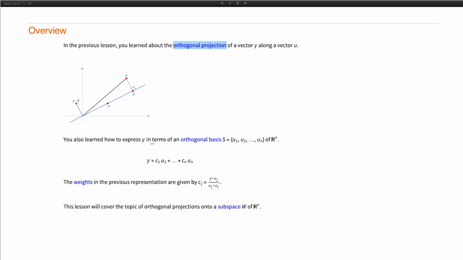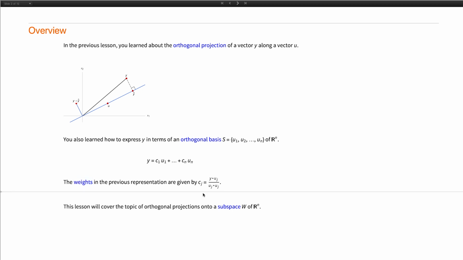Okay, now we also talked about representing y in terms of an orthogonal basis. And what you can then do is to represent y as a linear combination of the elements in the basis. But the nice thing was that the weights in this linear combination are given by a very simple formula, namely simply take a dot product of y along each vector in the basis and divide by the square of the norm to make sure everything is set to length 1.